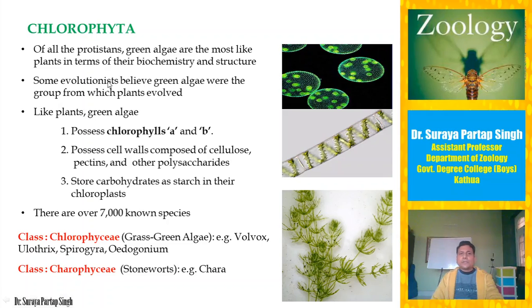Some evolutionists, because of this fact, believe that green algae were the group from which the plants evolved. So it is believed that the higher plants evolved from members of Chlorophyta because they have similar biochemistry and structures, similar in both higher plants and members of Chlorophyta. And what are these similarities?